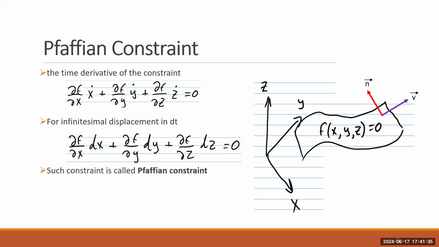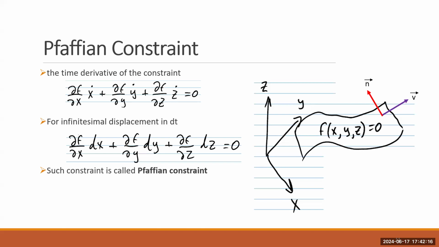Now we can talk about Pfaffian constraints. Constraints can be of different types, but there is one unique type called a Pfaffian constraint. A Pfaffian constraint is in the form of something multiplied by the velocity, like here, df dx, df dy, df dz multiplied by x dot, y dot, z dot. This is a type of Pfaffian constraint.